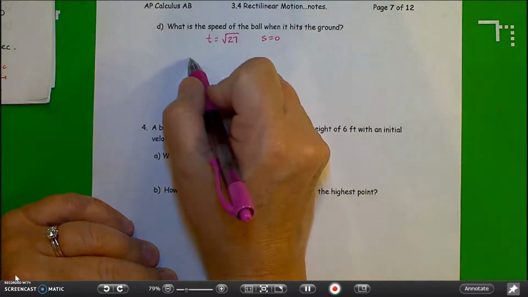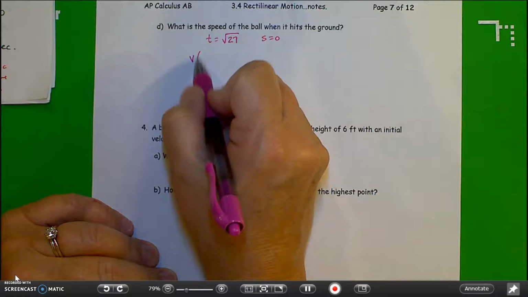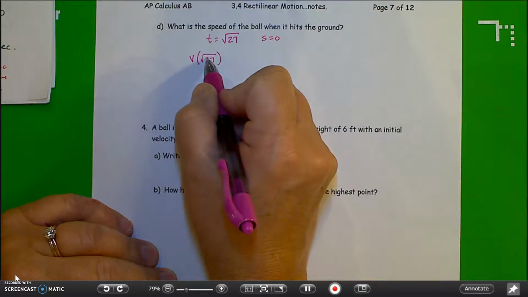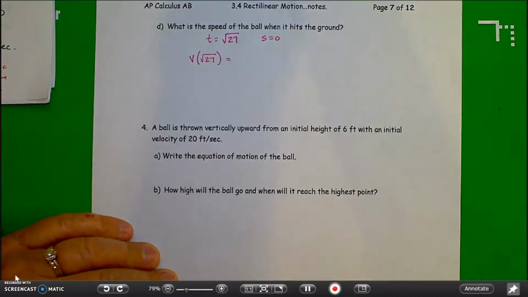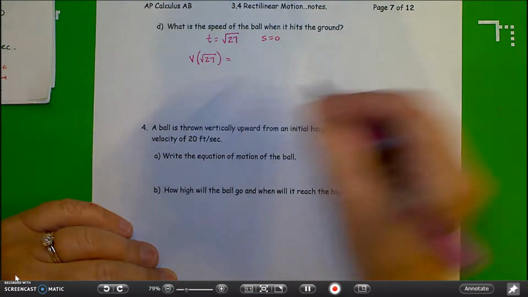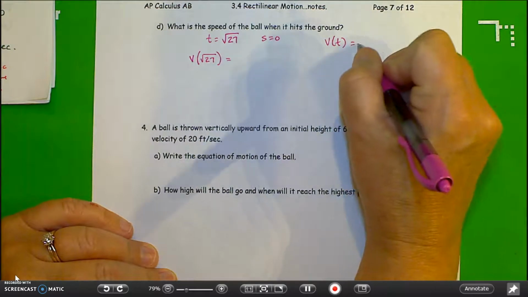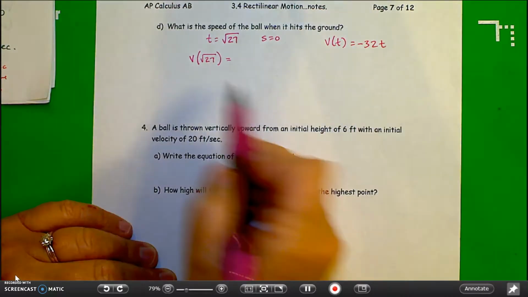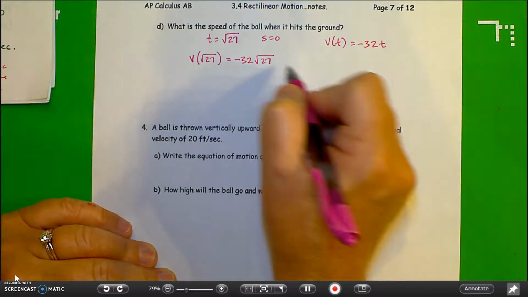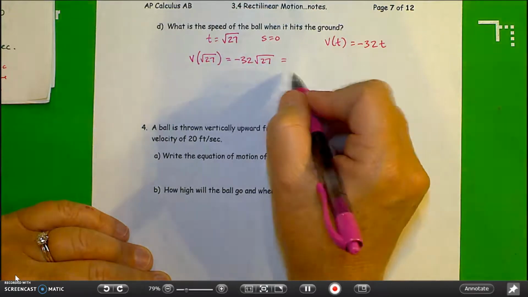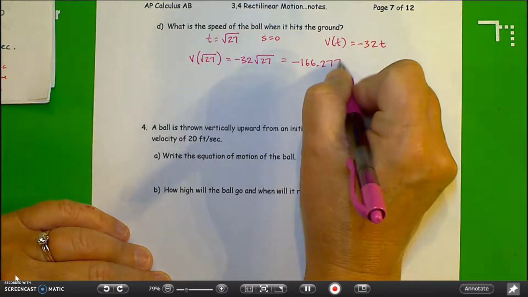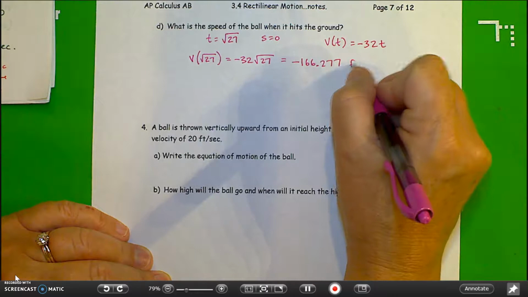So basically what we need is, if we plug in time equals square root of 27 into the velocity equation, so v of root 27, that'll give us this answer. If you recall the velocity formula, I'll write it over here. The velocity formula was negative 32t. So the velocity at root 27 would be negative 32 times square root of 27. And that comes out on your calculator to equal negative 166.277. And that is a feet per second velocity.